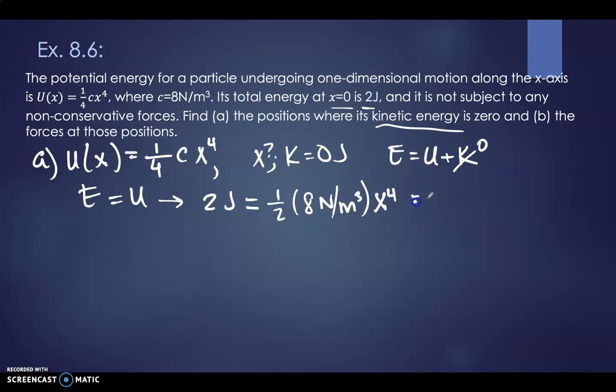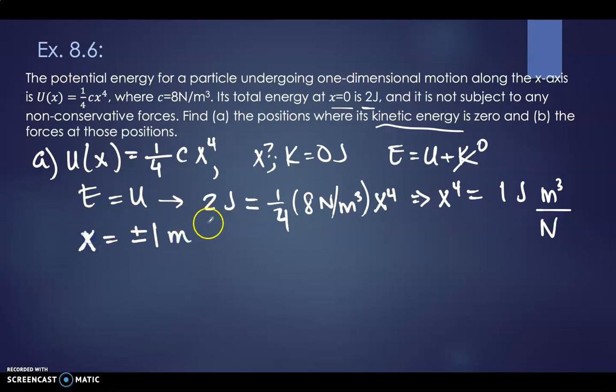So we have, oops, this is to the 4th. We have then that x to the 4th is equal to 1, and this will be joules meters cubed over newtons. Okay, so then x will then be either positive or negative 1 meter.